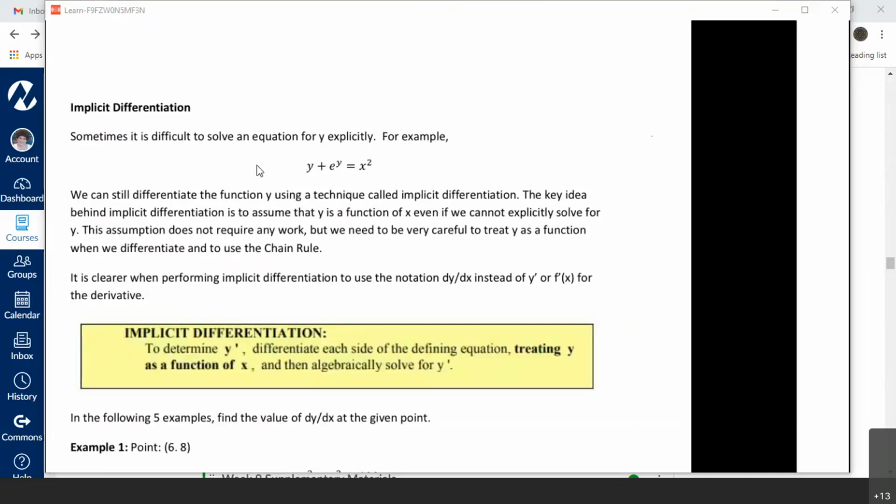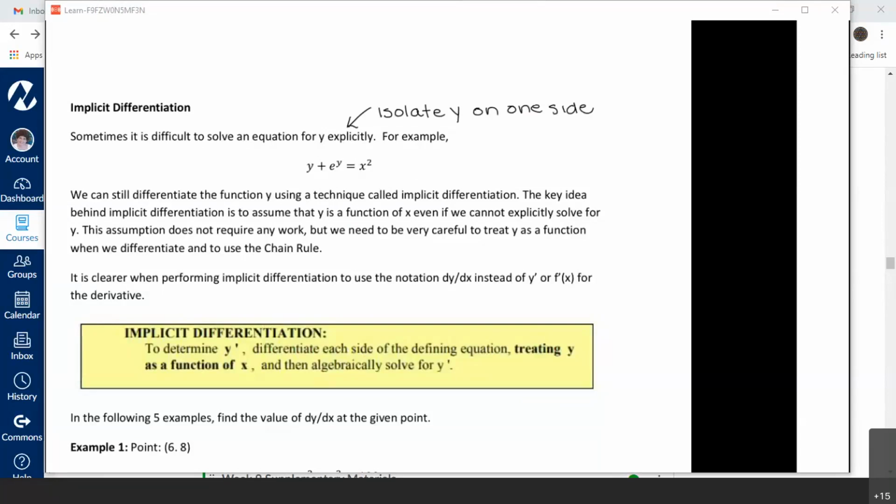So let's take a look at this equation right up here. This equation has y's and x's mixed together. And because y is a variable here and an exponent here, this equation is very difficult to solve for y. In other words, it's hard to isolate y on one side of the equation. That's called solving explicitly, and what that means is isolate y on one side. Isolate means it's the only thing that's there.